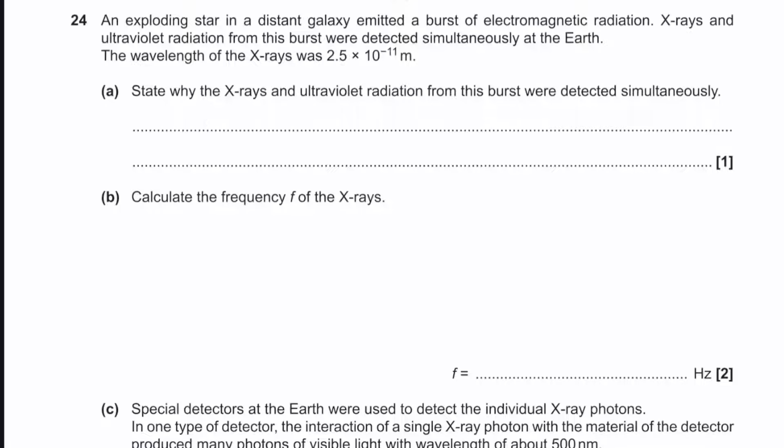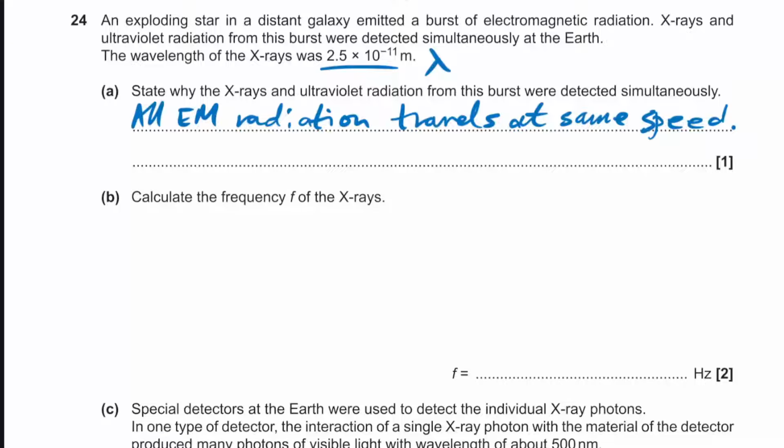Floating star in a distant galaxy. We have a wavelength. State why the X-rays and UV radiation from this burst were detected simultaneously. Well, it's because all EM radiation travels at the same speed. What a weird question. Calculate the frequency of the X-rays.